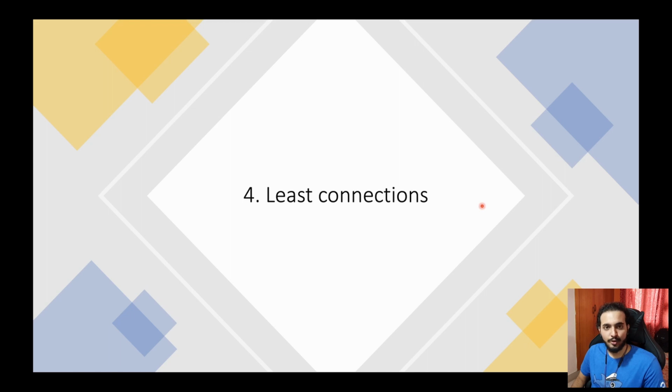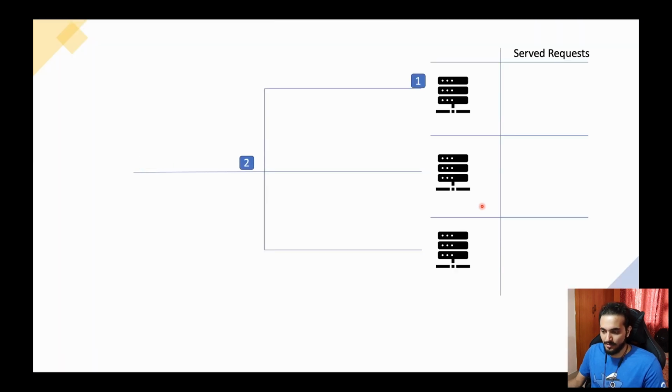So the next algorithm that we're going to look at is called least connections. And this is quite a famous algorithm which people use. So what happens here? You have the first 3 requests served to 3 servers, and then you start looking at the number of active requests in each of the servers, and based on that, you start sending out the next request.